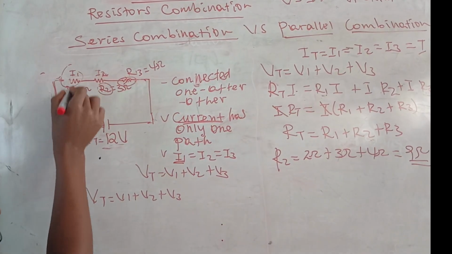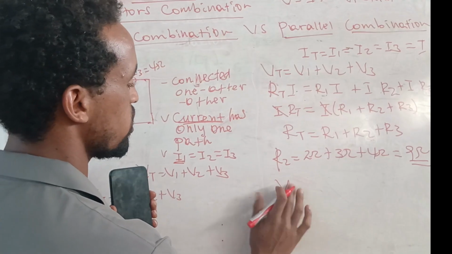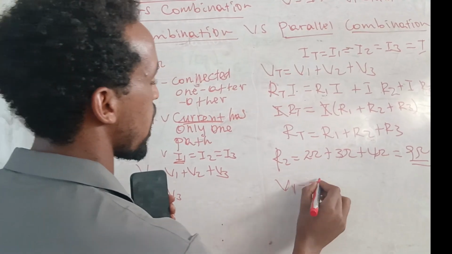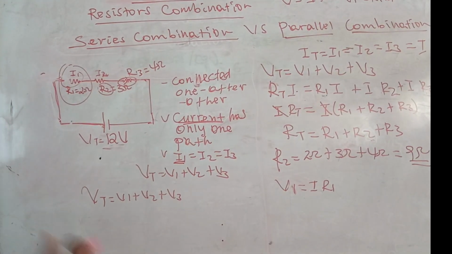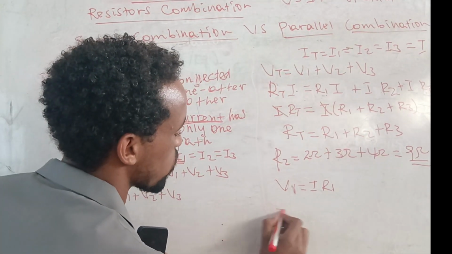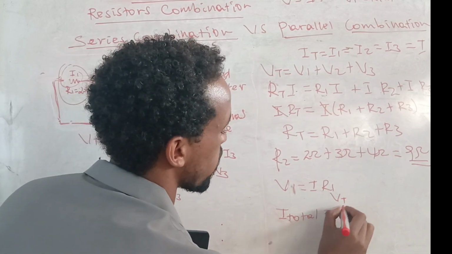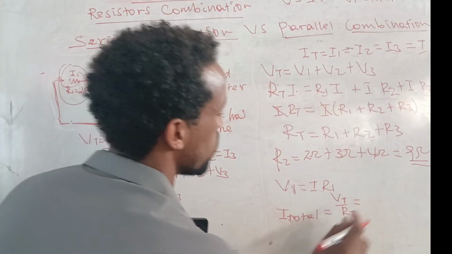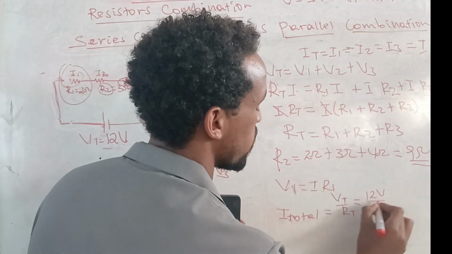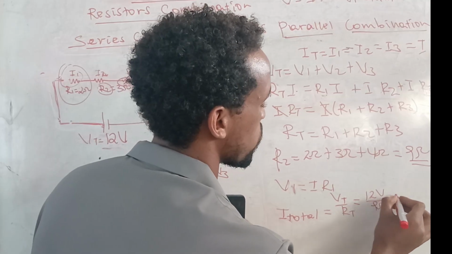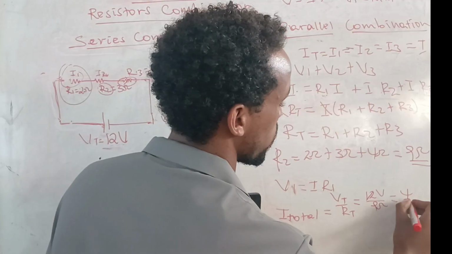Now let's find the voltage drop at this point, because the voltage drop is different. Voltage 1 is equal to I1 times R1. So what's I1? Let's find I total. I total is equal to V total divided by R total. V total is 12 volt from the battery, 12 volt divided by 9 ohm, which is 4 over 3 ampere.